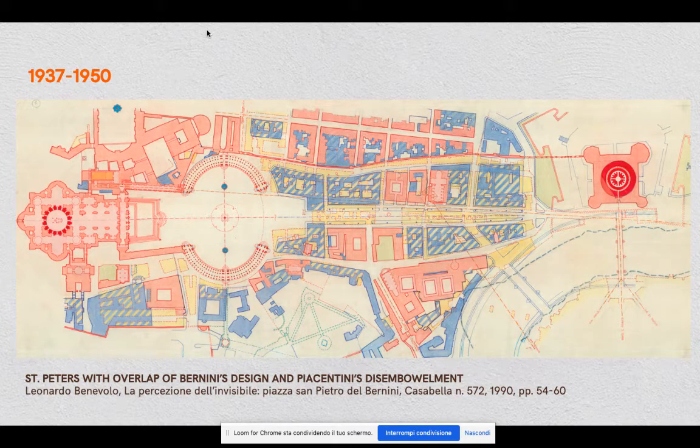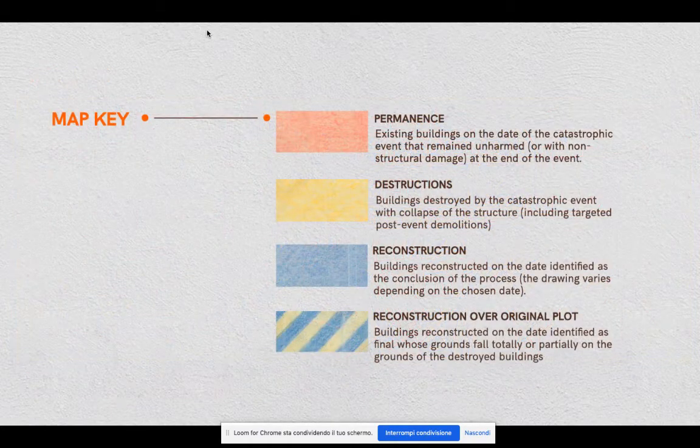The final drawing overlaps the condition before Piacentini's intervention with the current one, showing with three simple colors the complex entanglement of urban continuities and breaks. The red buildings are unchanged in the two time frames, the yellow are the demolished, and the blue the reconstructed, while the hatched yellow and blue show the buildings that were reconstructed on areas previously occupied by other buildings.